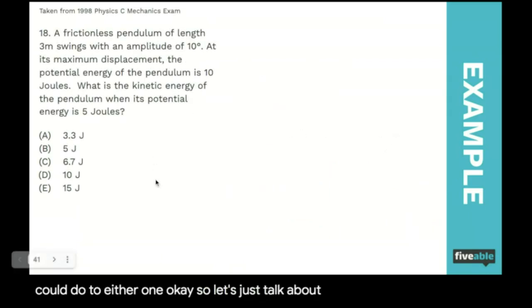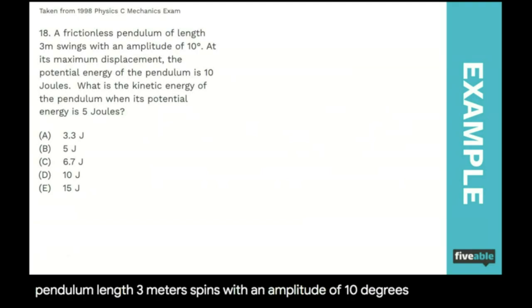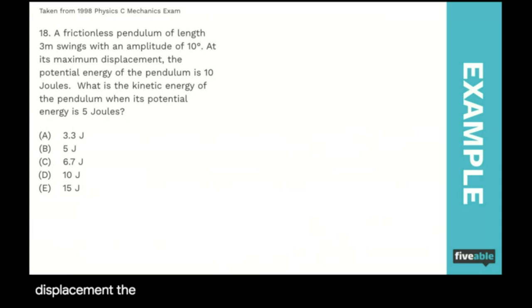Okay, so let's talk about this one. A frictionless pendulum, length 3 meters, swings with an amplitude of 10 degrees. At max displacement, the potential energy of the pendulum is 10 joules. What's the kinetic energy of the pendulum when its potential energy is 5 joules?